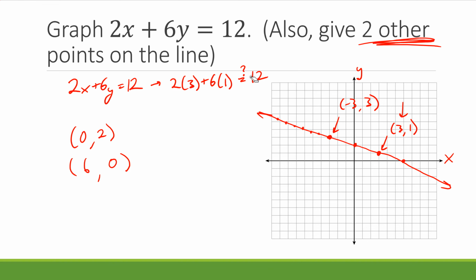So let me erase my work here. We're now plugging in, for the x, we're plugging in -3. For the y, we're plugging in 3. Let's see if it equals 12.